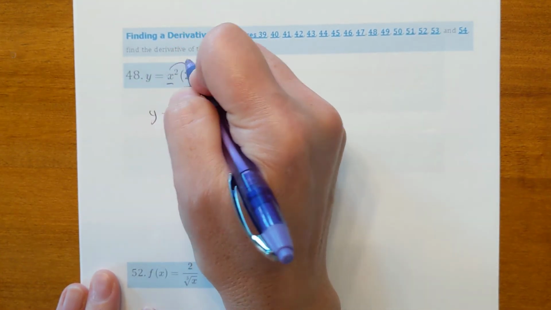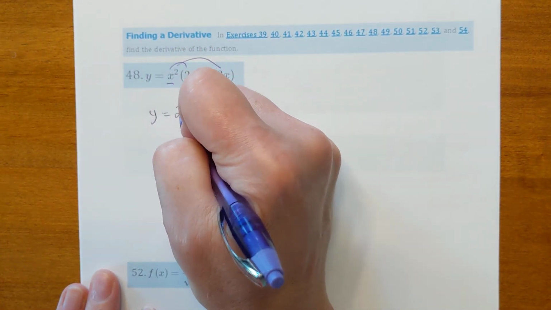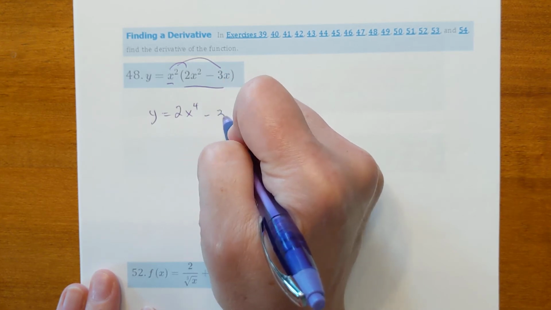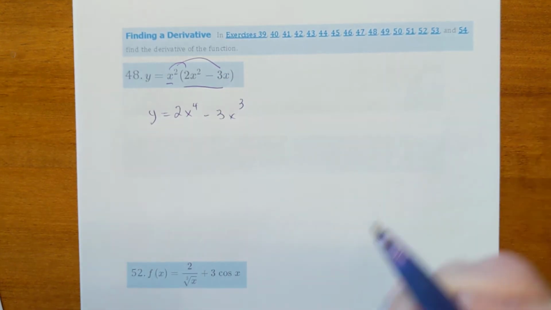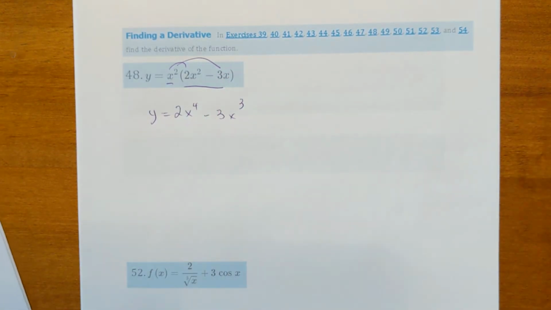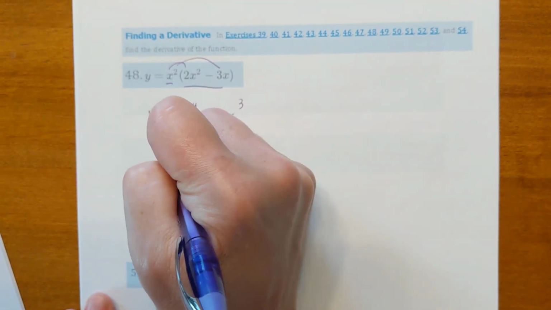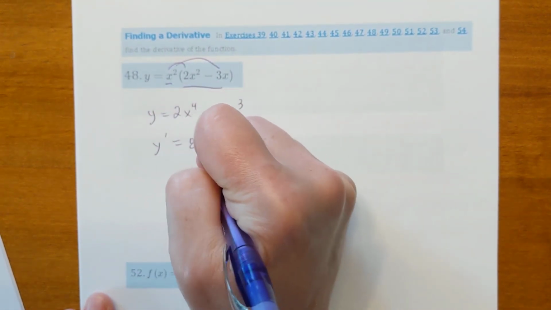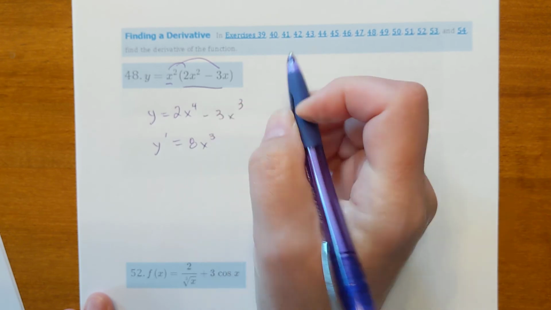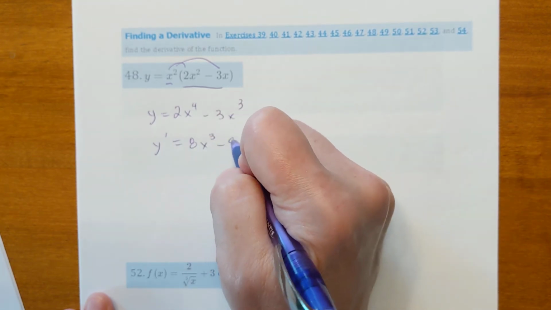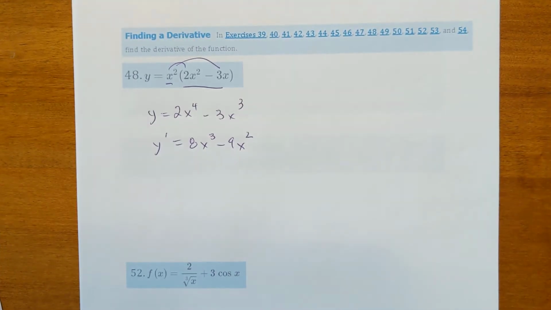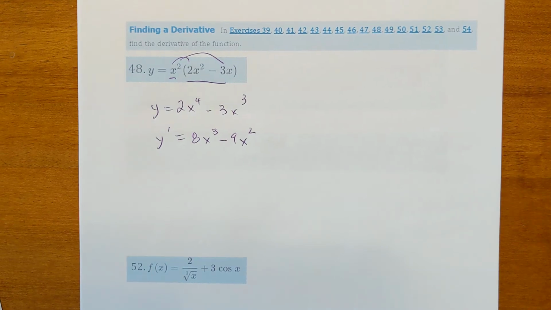So what you want to do is distribute the x squared across, so that would make it 2x to the 4th minus 3x to the 3rd. And now we could take the derivative of it. So y prime, 2 times 4 is 8, 1 less than 4 is 3, and then 3 times 3 is 9. So it makes it 8x to the 3rd minus 9x squared.